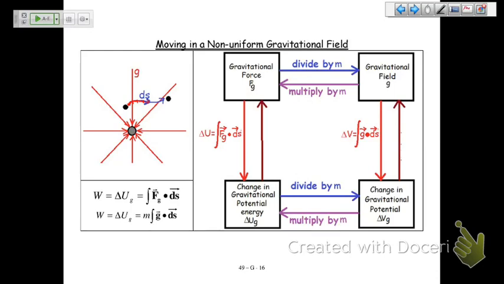So if you think about it, work is equal to delta UG, which equals the sum of each little bit of that force dotted with each little bit of that ds. And I do enough of those, I get the integrals of these things. And of course, I can change from the force to the mass times the gravitational field and take the m outside, because the mass doesn't change. It's just a little g that changes. Yeah.